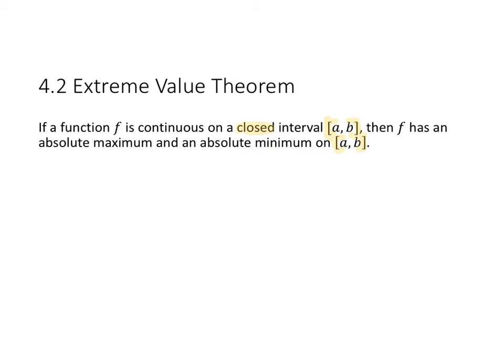However, if we look at figure 15, it's on a closed interval, but it didn't have an absolute min. The reason that happened is it's not continuous. So that's the second part of this theorem that's really important. We had that open dot. That was the one that looked like this.